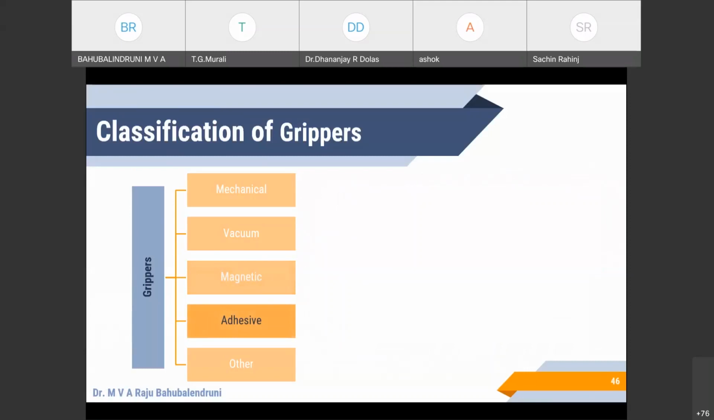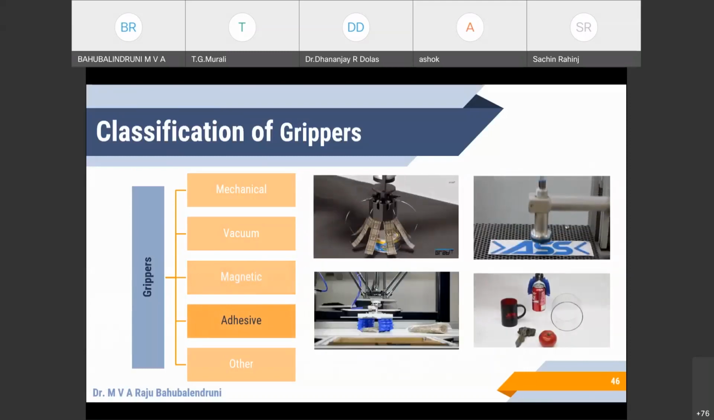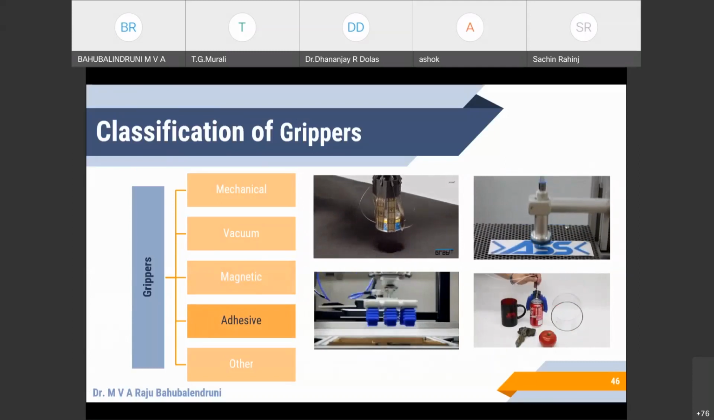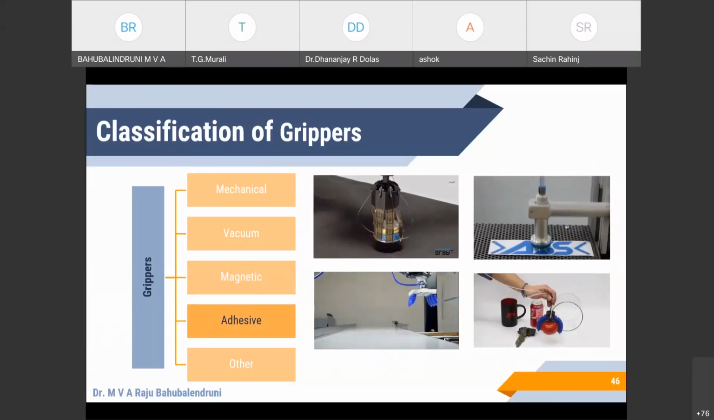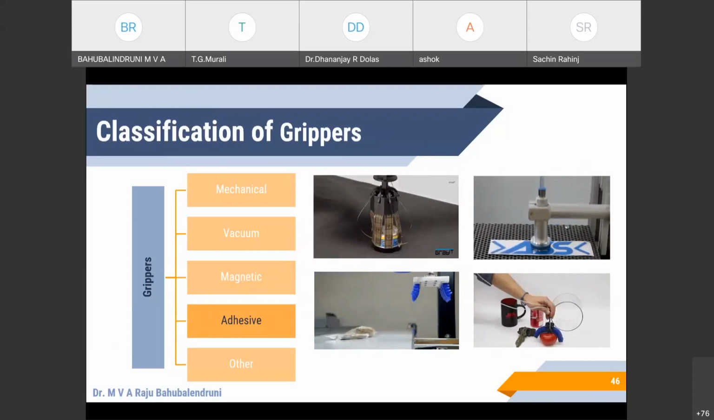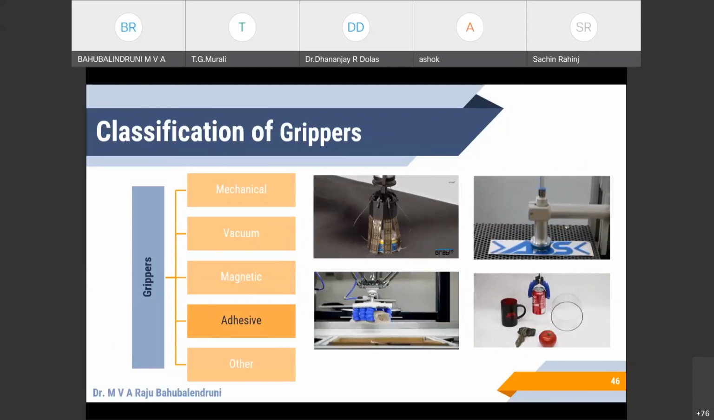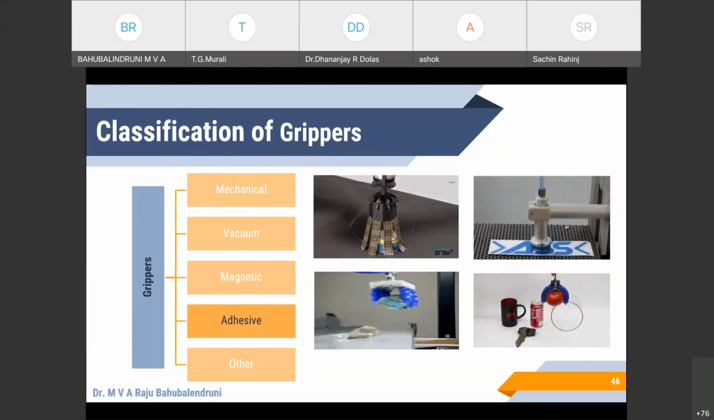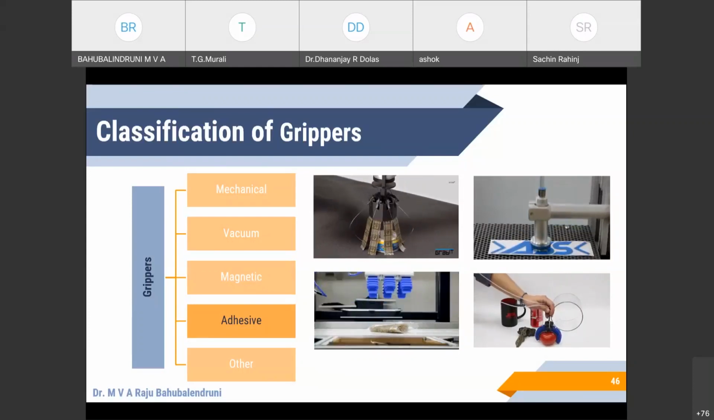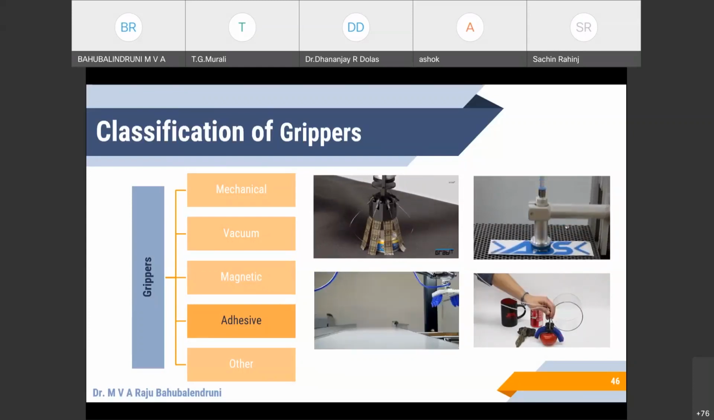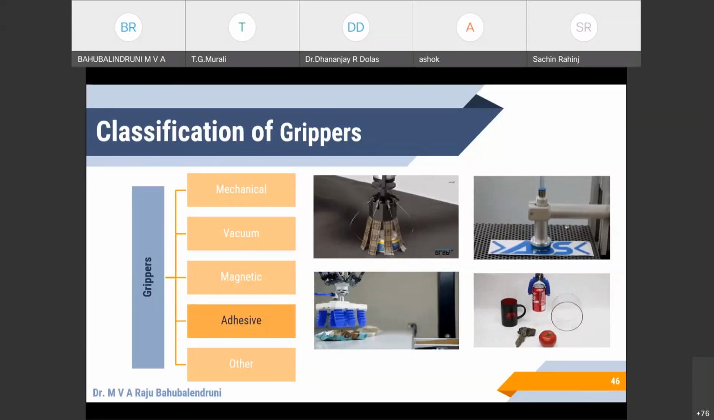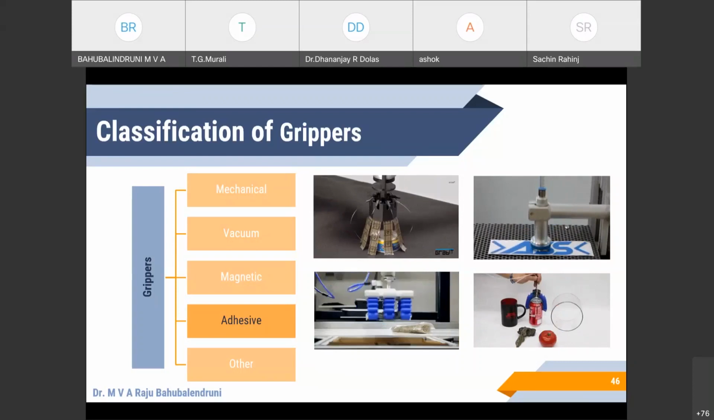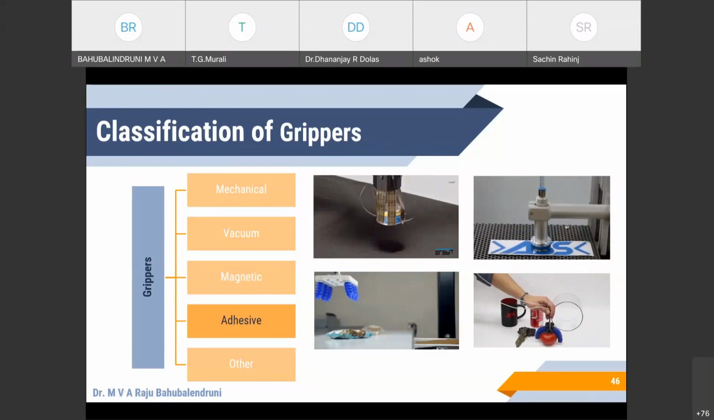Now we will see the other type, the adhesive grippers. In adhesive grippers, the adhesion is given by means of some tacky substance. Because it uses tackiness, these adhesive grippers cannot be used for multiple instances. It will stick to the object, lift it, and further release it. Adhesive grippers are not very much used in industrial applications.